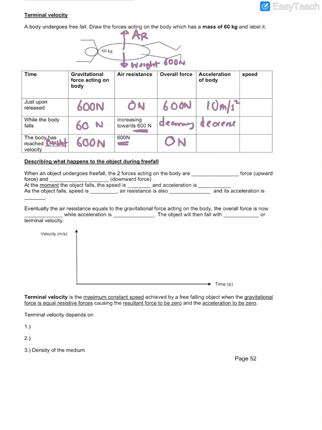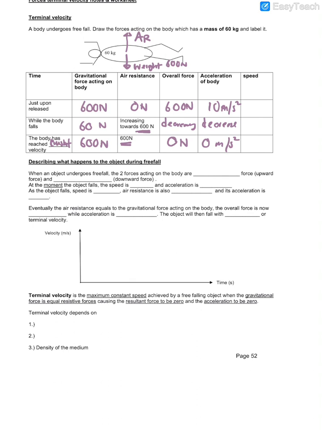And then over here, the last of the 4 boxes. The acceleration will be what? 0. Okay. Then the speed, just upon release, 0 meters per second. While he's falling, increasing. And then finally, when the resultant force is 0, acceleration is 0, it means his speed is constant, correct. See? All very smart.